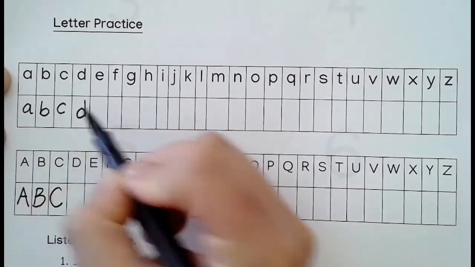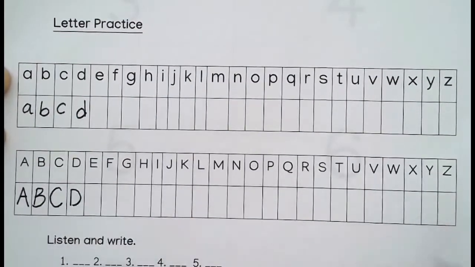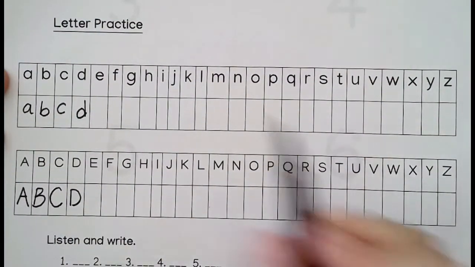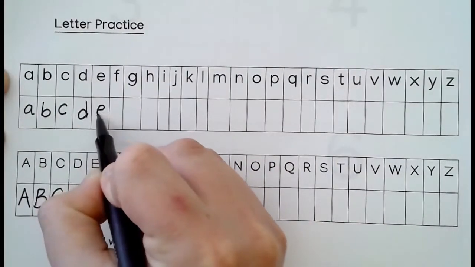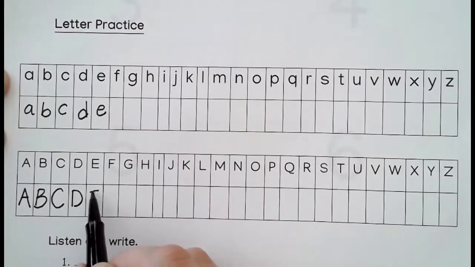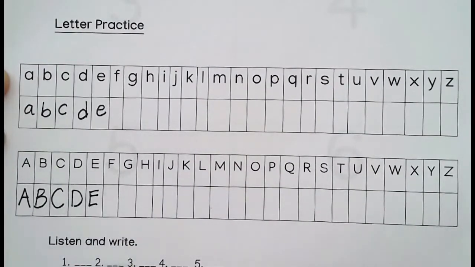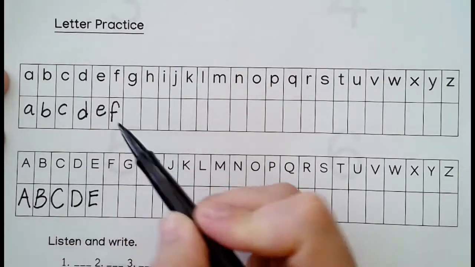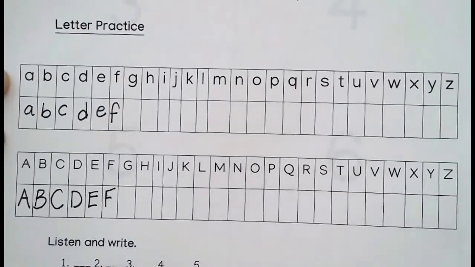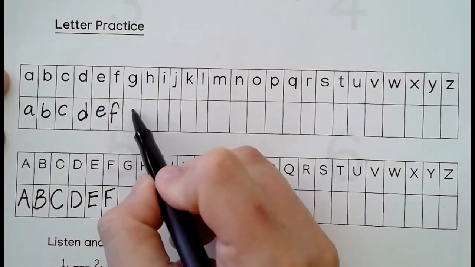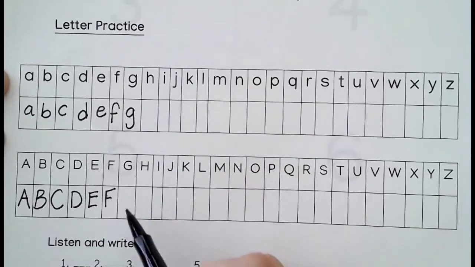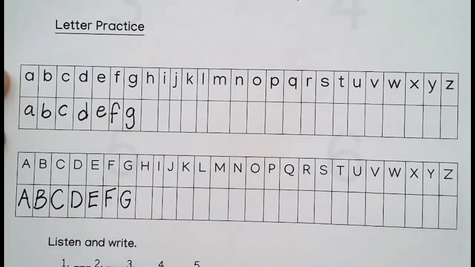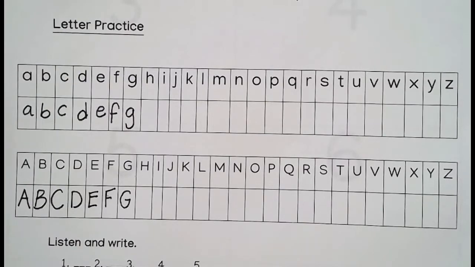D, small d, big D, sound d. E, small e, and big E, sound eh. F, small f, big F, sound f. G, small g, and big G, sound g, and sometimes j.